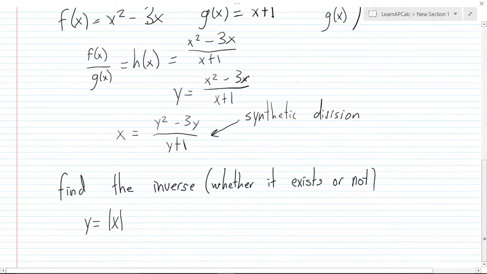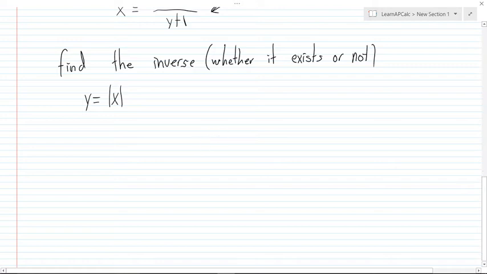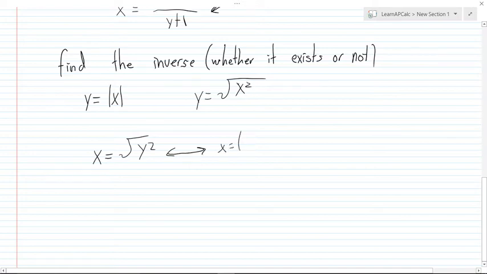So if you remember that first video that we talked about for functions, you might remember that this can also be written as the square root of x squared. So that's how I'm just going to write it right now. Swap x and y, and we're left with x equals the square root of y squared, which is also just x equals, I'm sorry, not square root, absolute value of y.